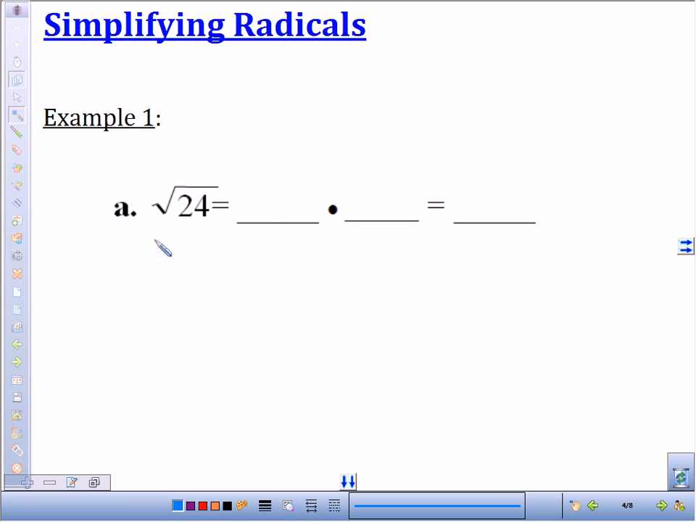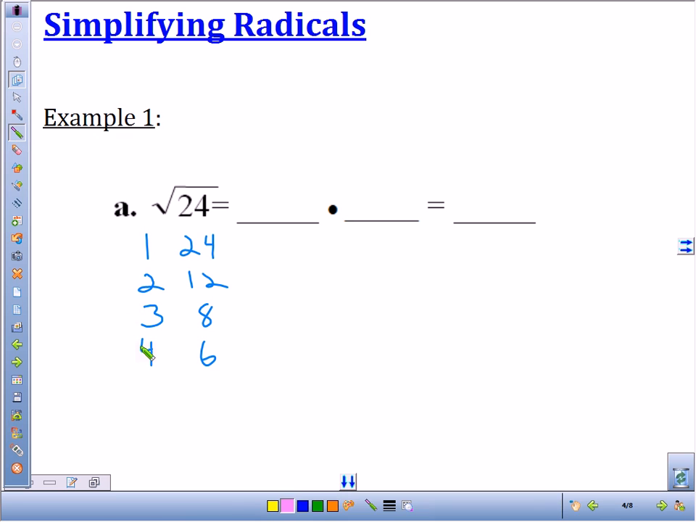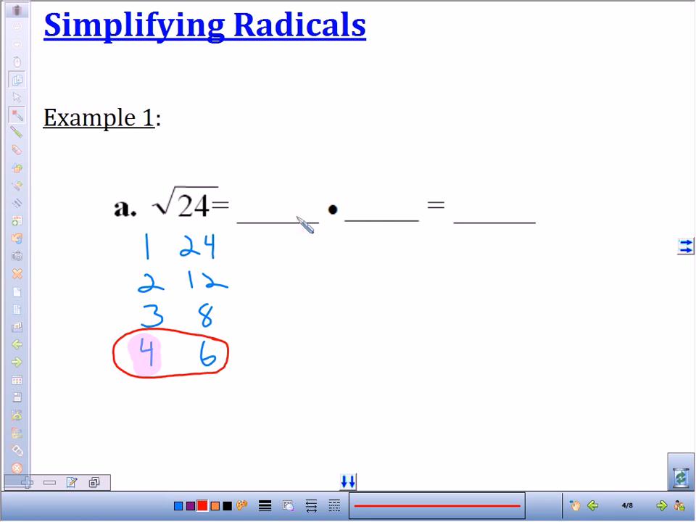So I look at the factors of 24. I have 1 and 24, I have 2 and 12, I have 3 and 8, and I have 4 and 6. These are my factors of 24. And the only ones that have a perfect square are 4 and 6, because 4 is a perfect square. Since 4 is a perfect square, I want to split this radical into two separate radicals using these two factors.